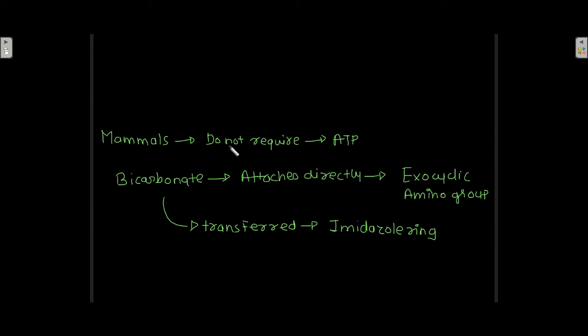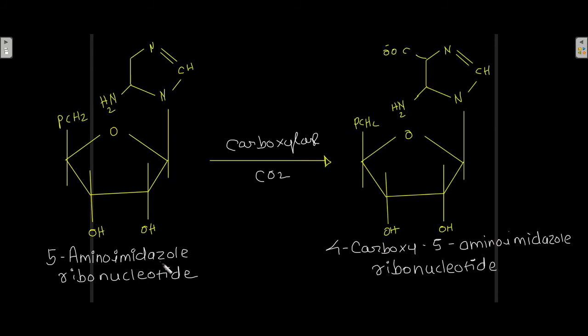Interestingly, mammals do not require ATP for this reaction to occur. The bicarbonate attaches directly to the exocyclic amino group, and then it is transferred to the imidazole ring. So this is what is happening in the fifth step. This is how the step looks. As you can see, this bicarbonate group is added here, and this is how the structure becomes.